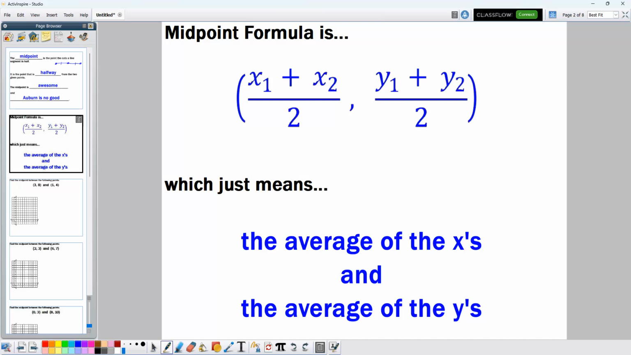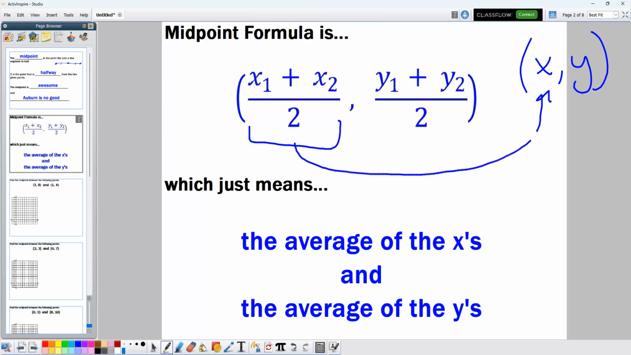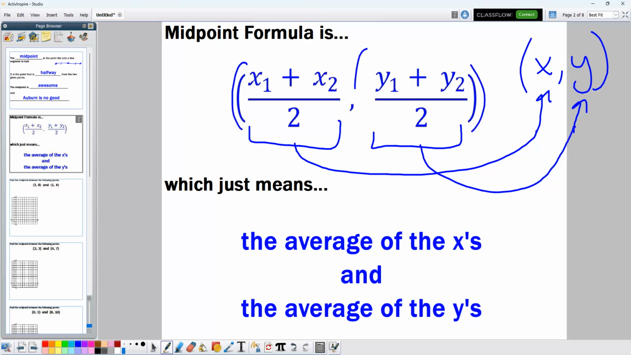So what does this comma mean? The midpoint we said was a point. So we're going to have an x comma y point. To get this x value, we're going to do all of this stuff right there, and to get that y value, we're going to do all this stuff right here. So that's why it's in parentheses like this, and that's why there's a comma right there. Okay, so our final answer is going to look like that.